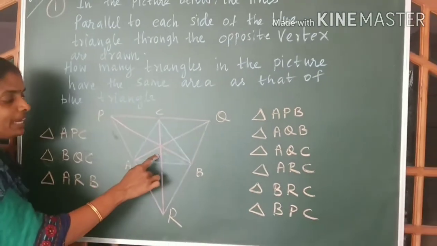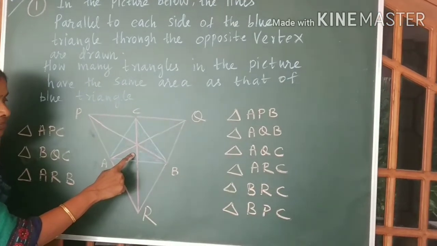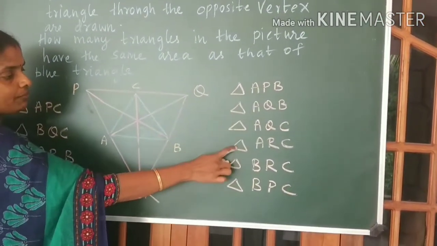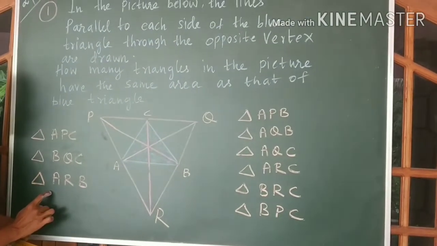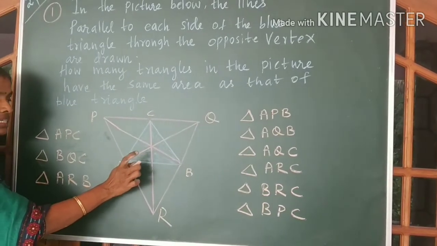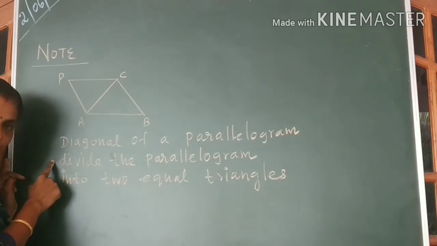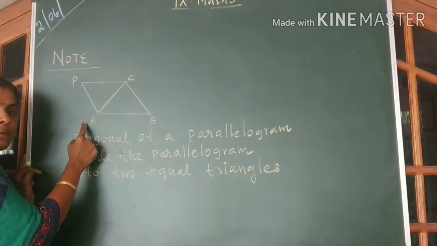So how many triangles have the same area as that of the shaded triangle? We have 1, 2, 3, 4, 5, 6, 7, 8, 9 triangles that have the same area as the shaded triangle. This gives a clear idea in this problem. I have drawn this part alone separately.